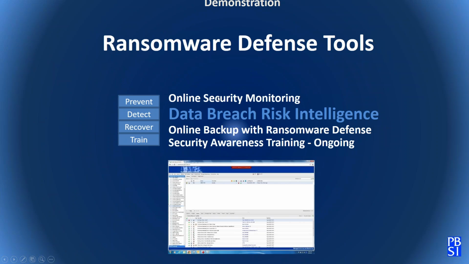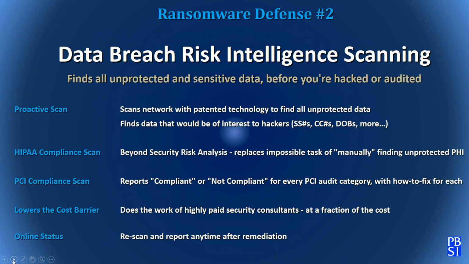So in the universe of tools, this data breach intelligence, I'm going to demonstrate here very shortly, but it involves a proactive scan that can be done one time, or more frequently, once it's installed, you run it nightly. It's inexpensive to have the scan continuing to run, and it finds all unprotected data. So what is unprotected data? It's data that's unencrypted, and it's data that's accessible. So those are the two key things.